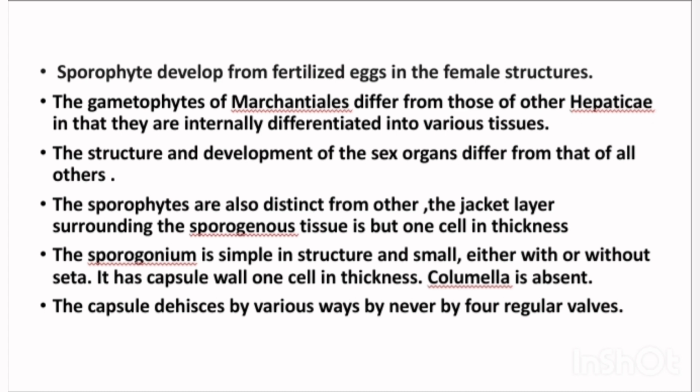The gametophytes of Marchantiales differ from those of other Hepaticae in that they are internally differentiated into various tissues. The structure and development of the sex organs differ from that of all others. The sporophyte is also distinct from others. The jacket layer surrounding the sporogenous tissue is but one cell in thickness. The sporogonium is simple in structure and small, either with or without seta. It has a capsule wall one cell in thickness. Columella is absent. The capsule dehisces in various ways but never by 4 regular valves.